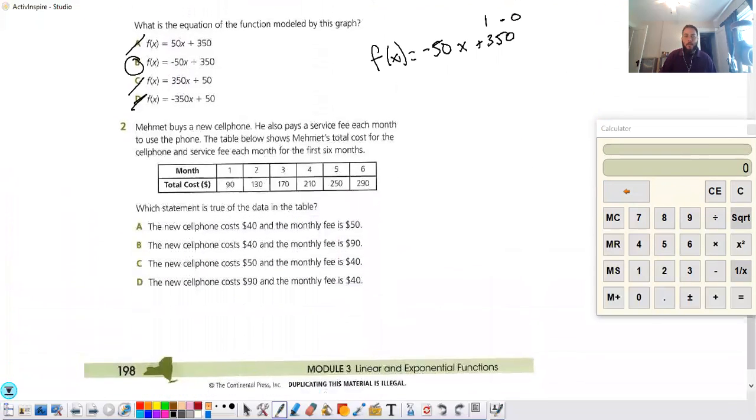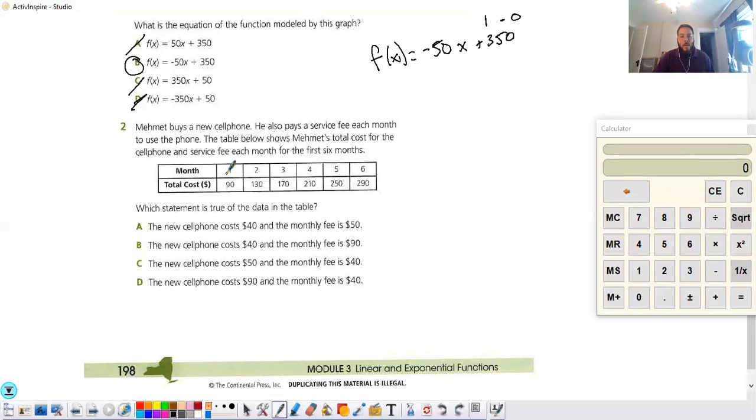All right, going down to number 2. Number 2 says Mehmet buys a new cell phone and he also pays a service fee each month to use the phone. The table below shows total cost for the cell phone and service fee each month for the first 6 months. Which statement is true about the data in the table here?